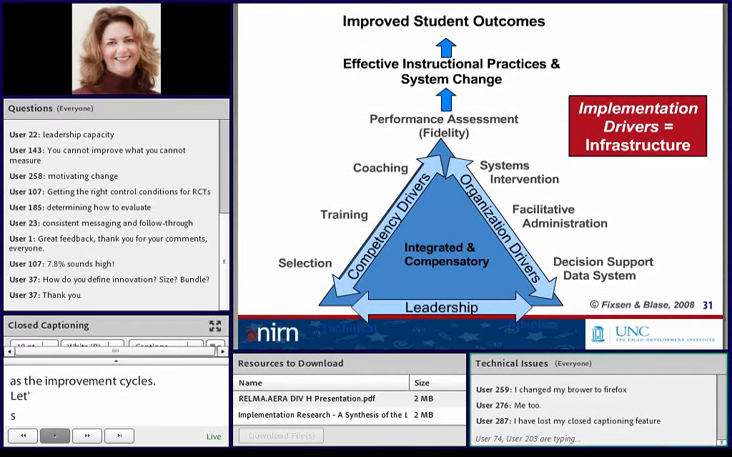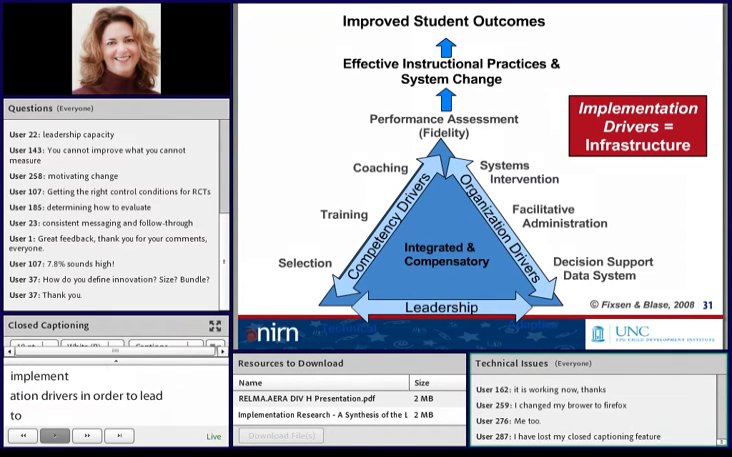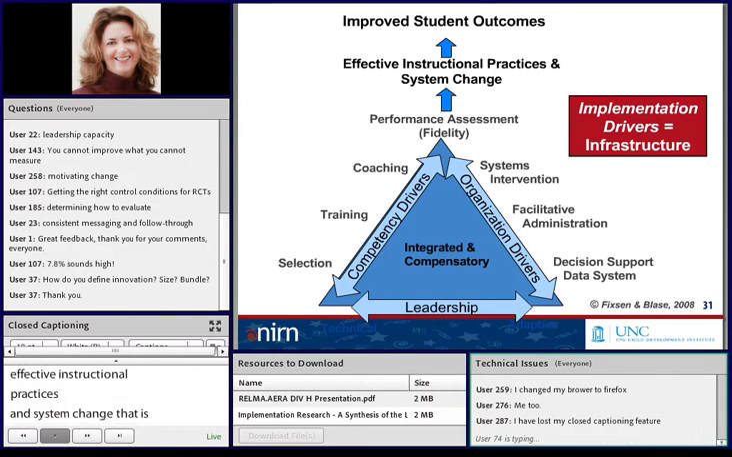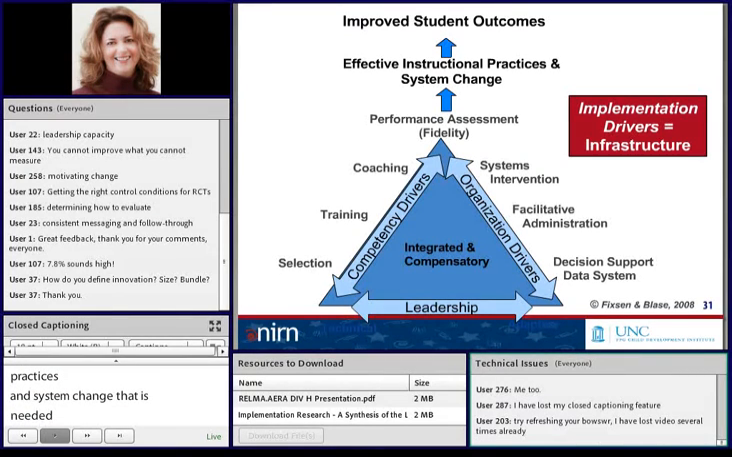So here is our graphic of the drivers. We talk about 3 categories of implementation drivers in order to lead to effective instructional practices and the system change that is needed to support them to then reach overall improved student outcomes. Our 3 sets are the competency drivers, which are the mechanisms that help to develop, improve, and sustain one's ability to use an intervention in order to benefit.